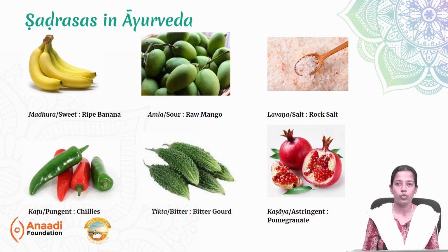Fourth is the Katu or the pungent taste. The chilies that we taste, which are very spicy. Fifth is the Tikta or the bitter taste. A classical example of bitter taste is the Karela or bitter gourd. Sixth is Kashaya or astringent. Pomegranate is another example for Kashaya.